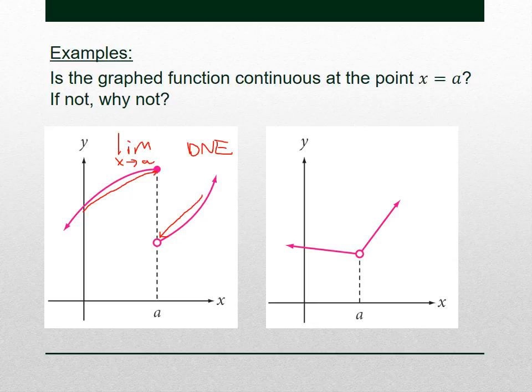All right, how about this guy? Is this function continuous at a? Again, no. And here we have a hole at a, so f of a does not exist. So this fails step 1. This guy, where the limit does not exist, failed step 2.